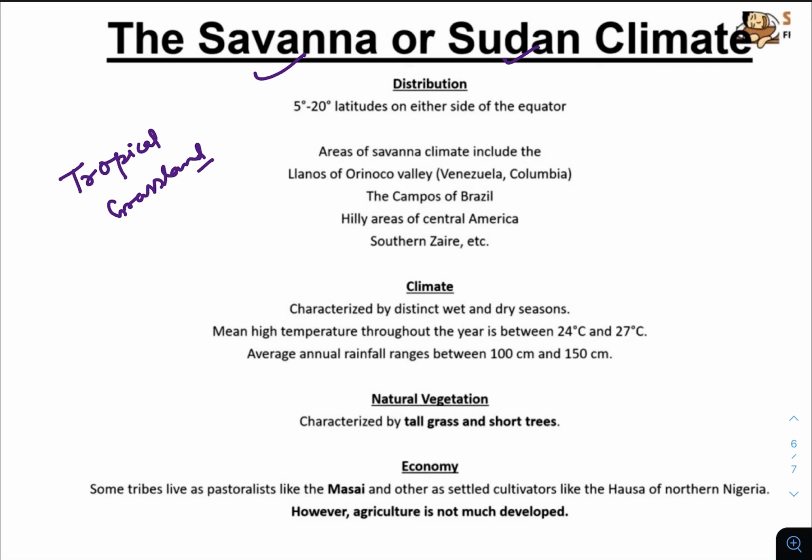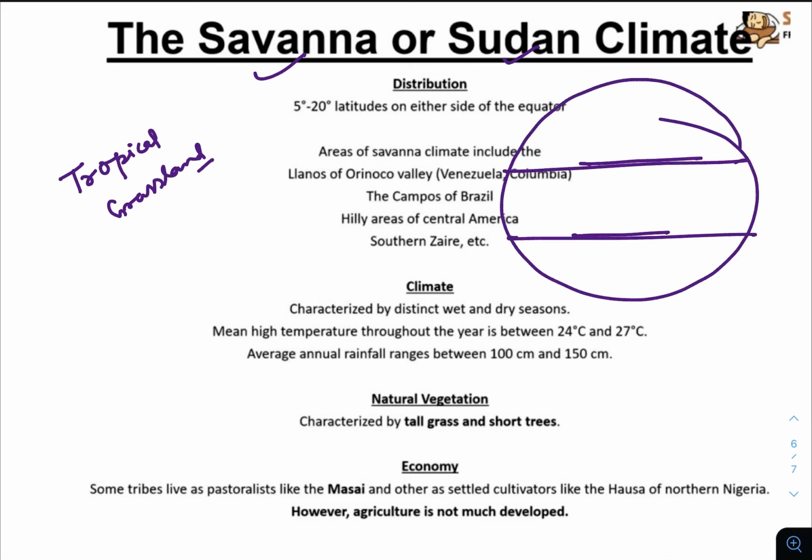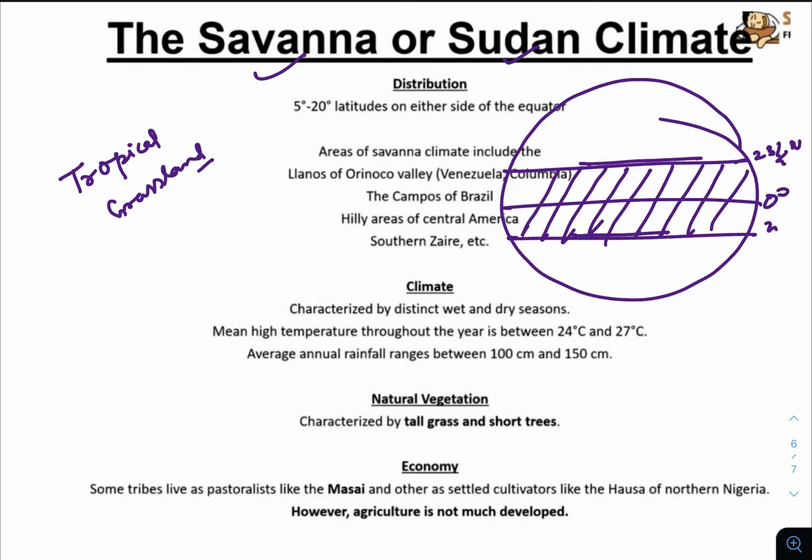As the name suggests, the tropical grasslands are located within the tropical zone. Suppose this is our earth and we are marking two lines, the Tropic of Cancer and the Tropic of Capricorn, and the equator is lying in between at 0 degree, with 23 and a half degrees north and 23 and a half degrees south. This region is considered the tropical zone.